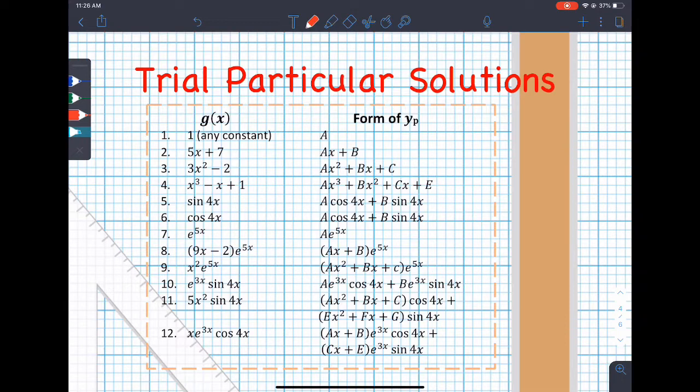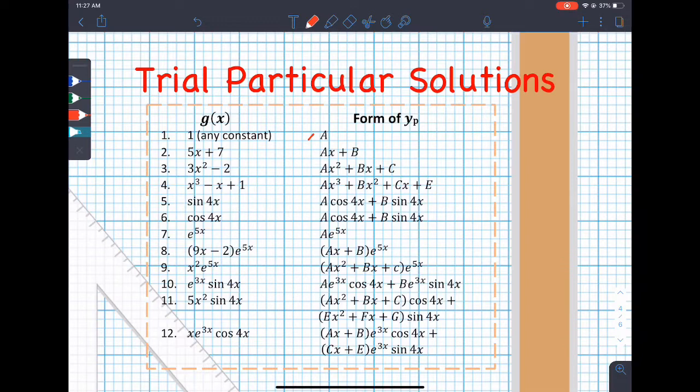In finding the particular solution y_p, we have to determine first what will be the corresponding trial particular solution for the g(x) of the non-homogeneous differential equation. If the g(x) is a constant, the trial solution would just be equal to A, the numerical coefficient that we will be finding to determine the particular solution of the given equation. If the g(x) is 5x + 7, we are looking at the highest degree of the algebraic function, and from there, that would be our trial particular solution, starting from the highest degree and then gradually decreasing until it becomes a constant.